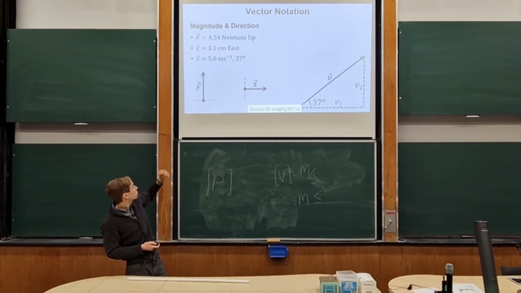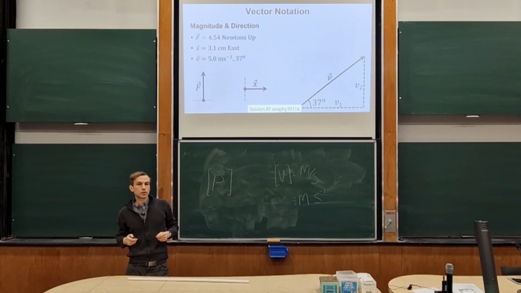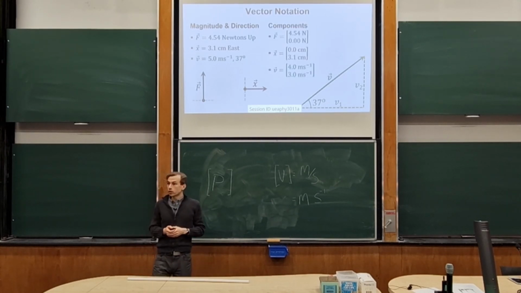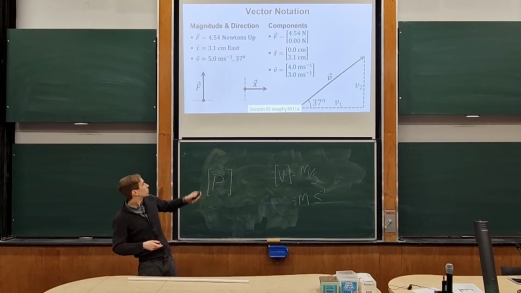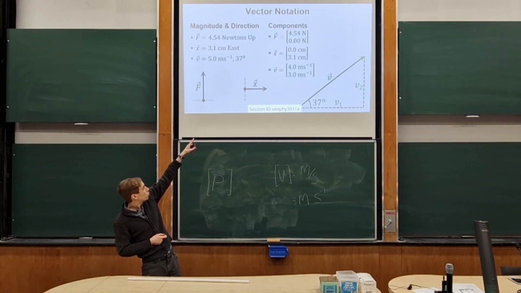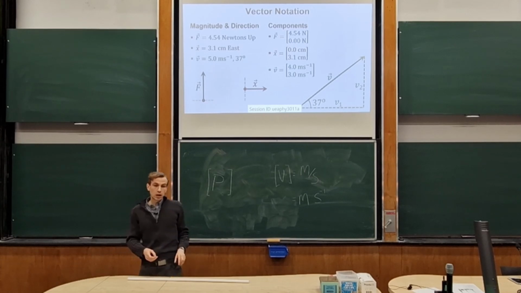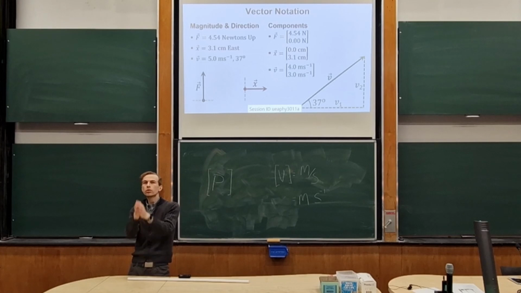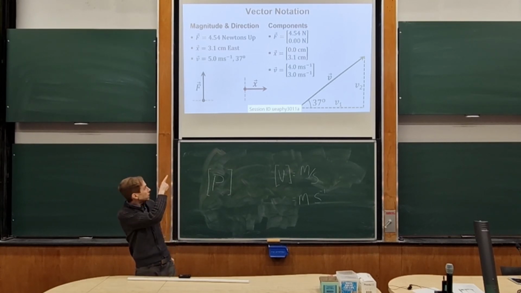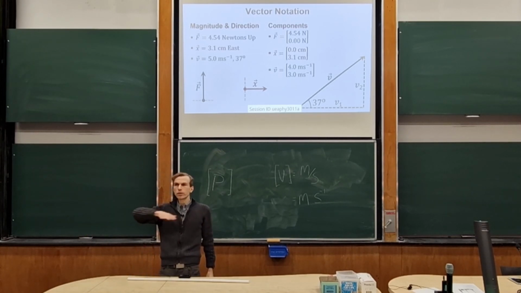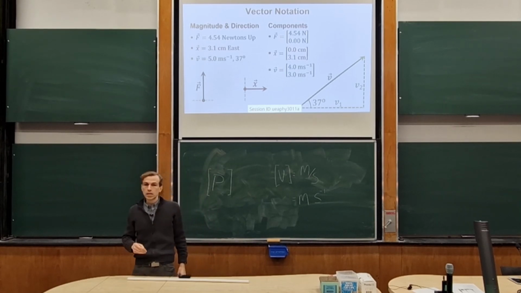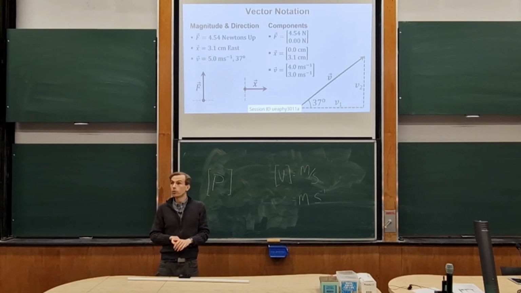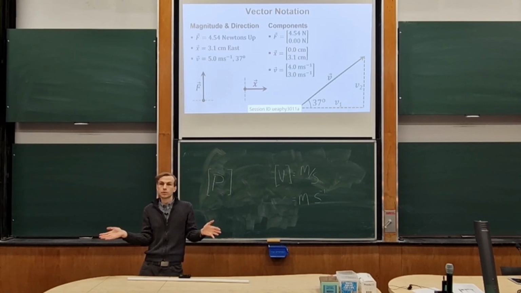So suppose we've got this force, 4.54 newtons up. In component form, that vector might look like this. So for that force, we've got 4.54 newtons up. And we might say that that first component, maybe that's the vertical component of our vector. And maybe that second component, maybe that's the horizontal component of our vector. So our vector is only up. So it only has the vertical component. There's no horizontal component.